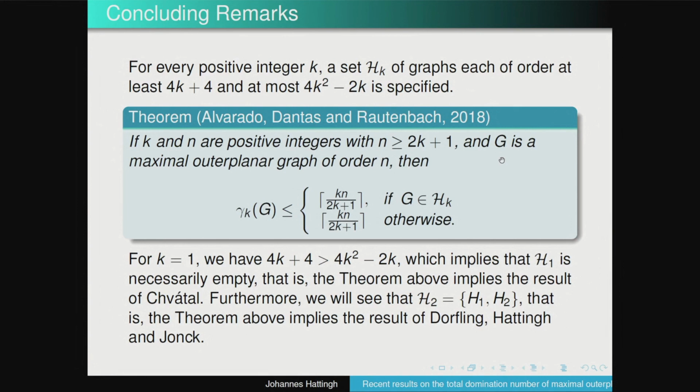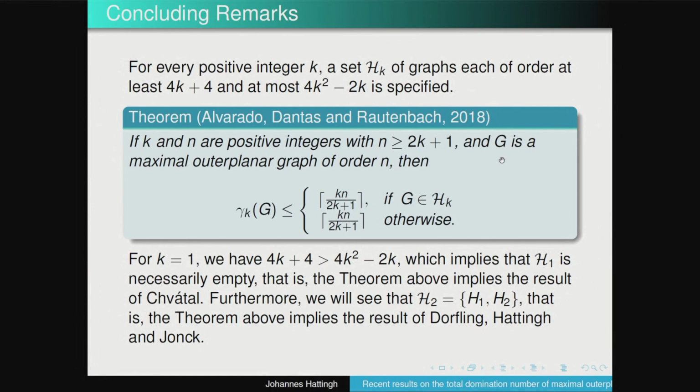Now notice, if k is equal to 1, things don't work out, right? Because then 4k plus 4 is bigger than 4k squared minus 2k, in which case the set of graphs, H_k, would be empty. So there's no restriction when k is 1.